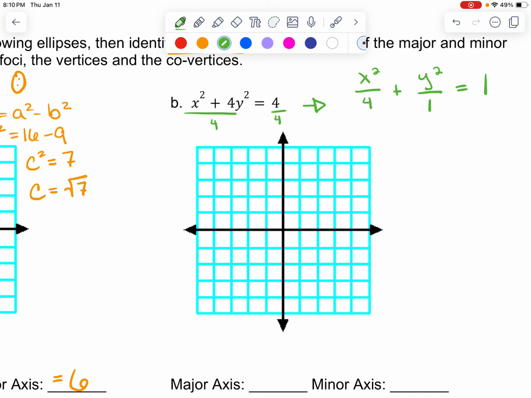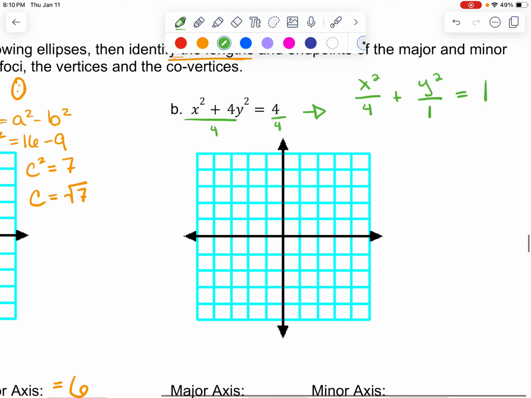In this case, since x has the larger value, it's a horizontal ellipse, lefty-righty. And my a value is 2. My b value, the square root of 1, is 1. So I go left 2, right 2, up 1, down 1, circle it up.